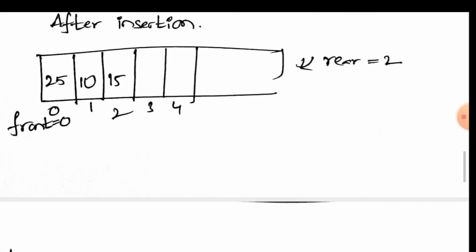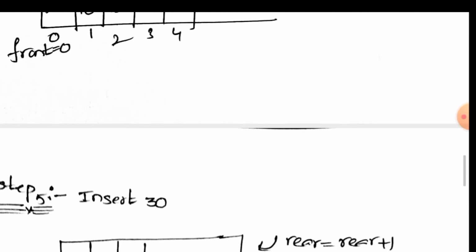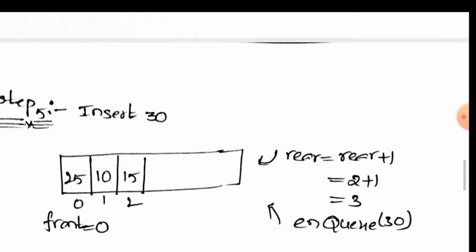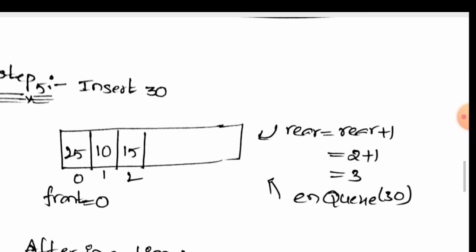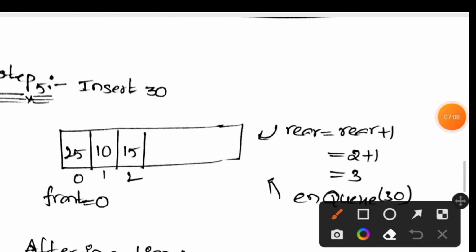Next we have to insert the 30 in the queue. So here previously the rear position is 2. Then first we have to increment the value of rear, that is 2 plus 1. So here 2 will be incremented by 1, means rear equals 3.